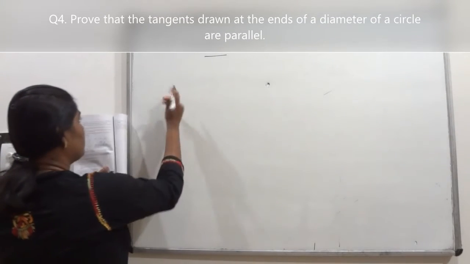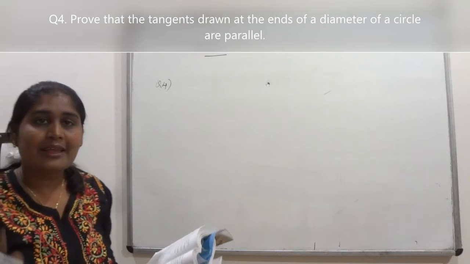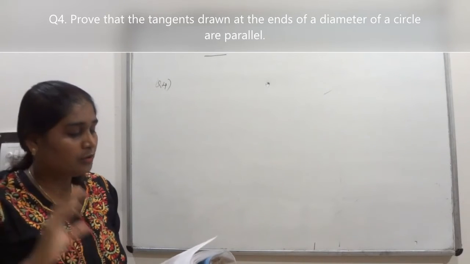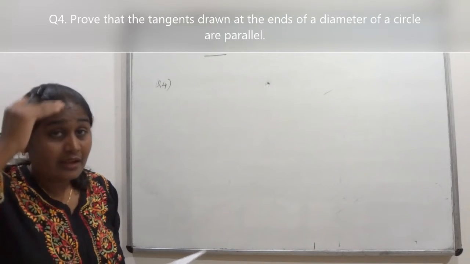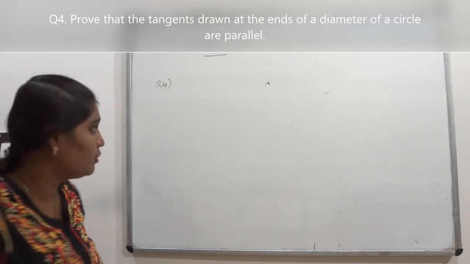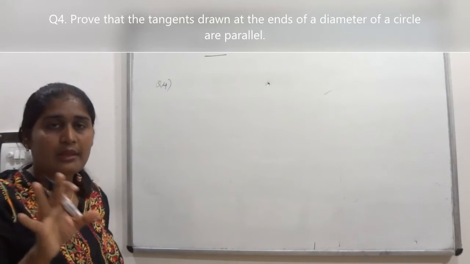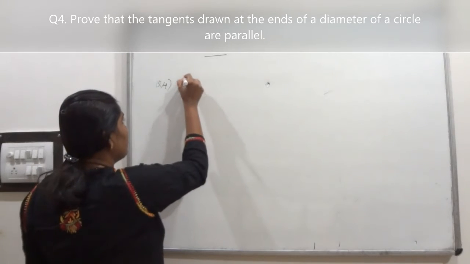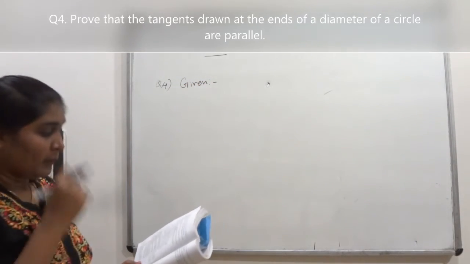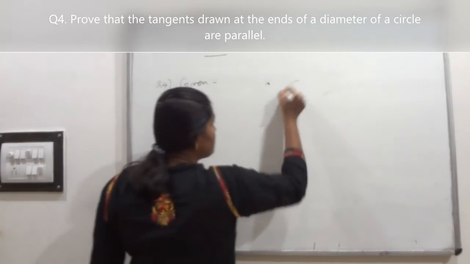Question number 4. Prove that the tangents drawn at the ends of a diameter of a circle are parallel. When you draw the tangents at the ends of a diameter of a circle, you have to prove that they are parallel. Whenever you have to prove, you should write the given and all the things. I am writing what is given to you. The tangents are drawn from the diameter. So, draw the figure first of all.